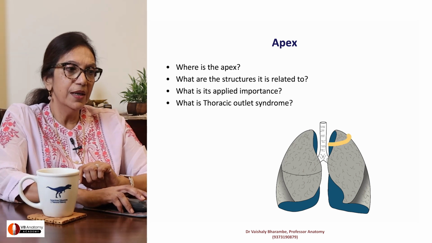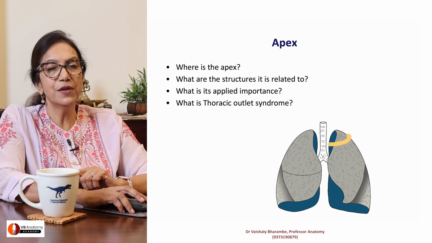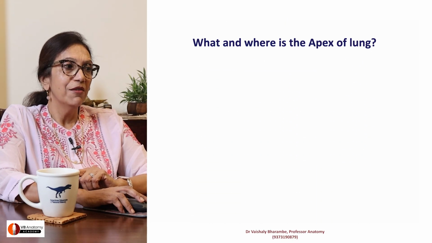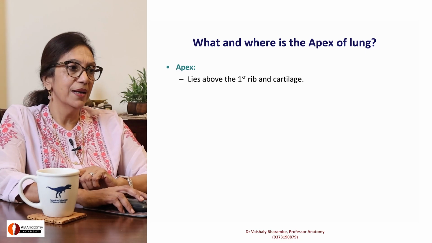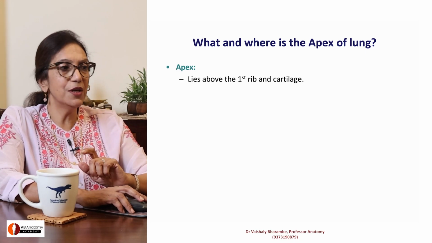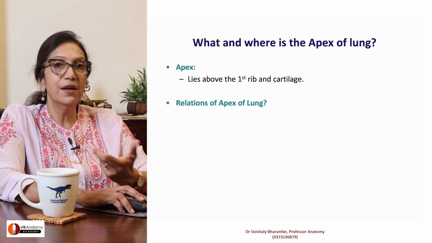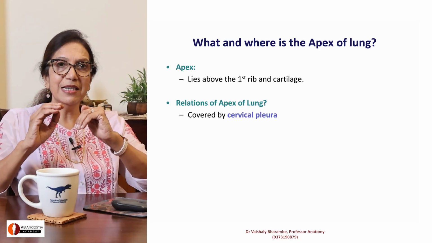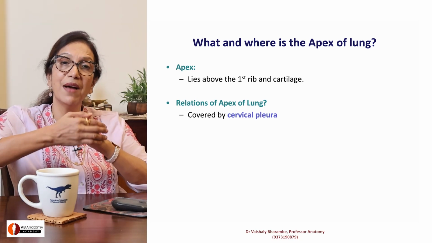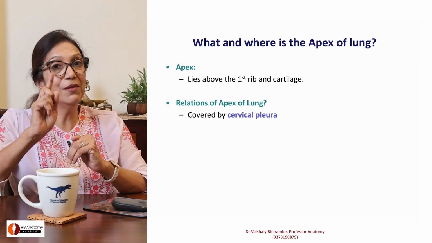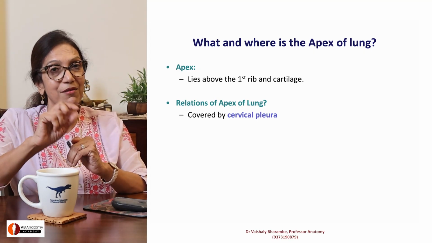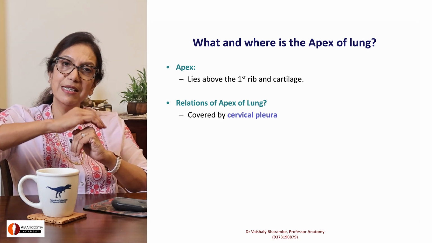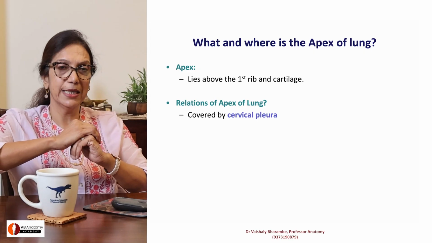Come. Here's the first rib, and everything above the first rib is the apex of lung, right? So what and where is the apex of lung? The apex of lung lies above the first rib and cartilage. Relations of apex of lung. Now please use your hands, okay? If this is the apex of lung, it's covered by cervical pleura, of course. Remember, lung is always covered by pleura, visceral and parietal. So imagine there is visceral, then there is pleural cavity, and there is cervical pleura, okay, parietal.